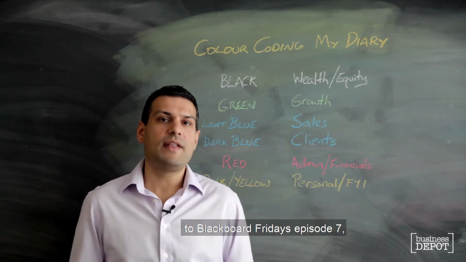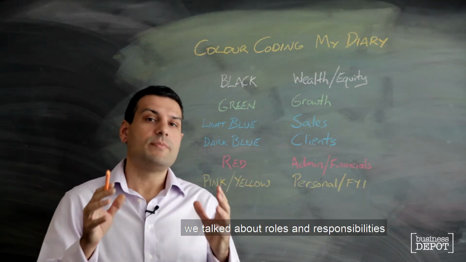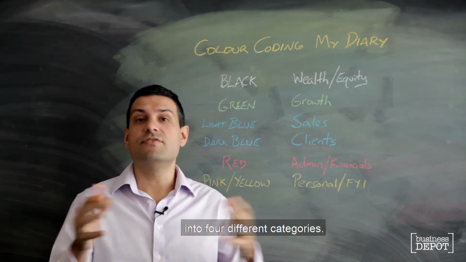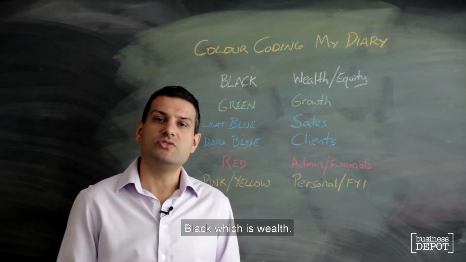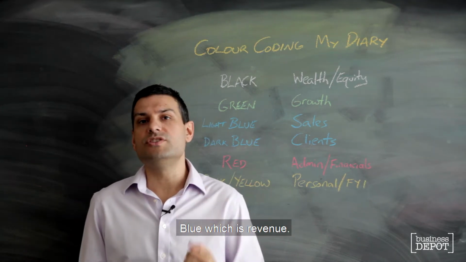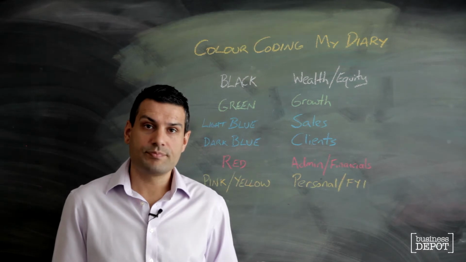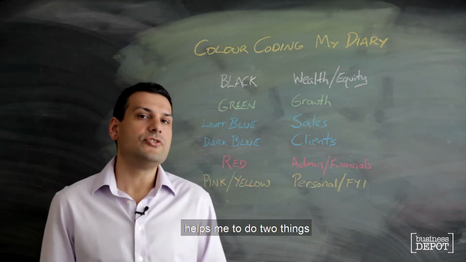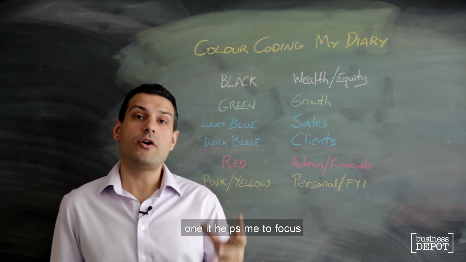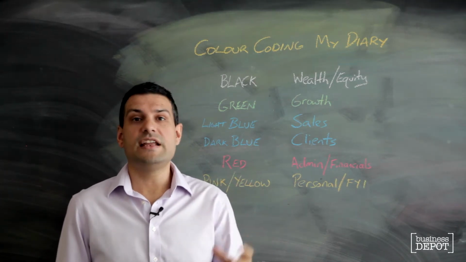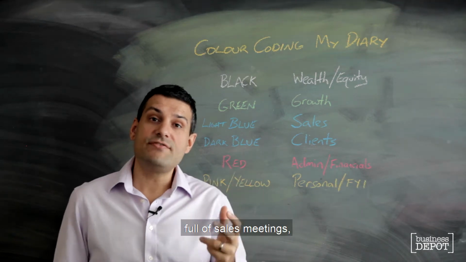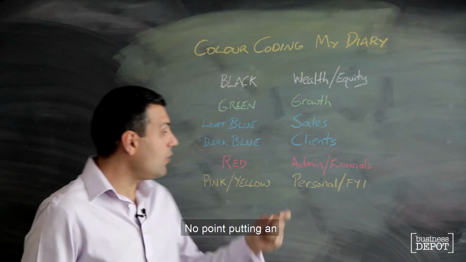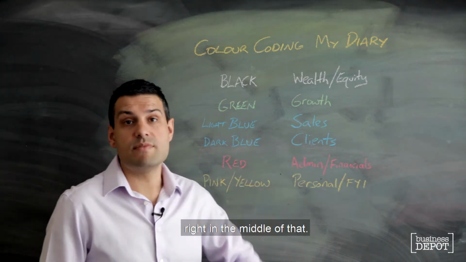Well, if you go all the way back to Blackboard Fridays episode 7, we talked about roles and responsibilities for the business owner, splitting your time down into 4 different categories. Black, which is wealth; green, which is growth; blue, which is revenue; red, which is admin. For me, color coding my diary along those lines helps me to do 2 things. One, it helps me to focus on different areas of activity at different times. If I've got a day full of sales meetings, I can have my head switched on just for sales. No point putting an administrative meeting right in the middle of that.